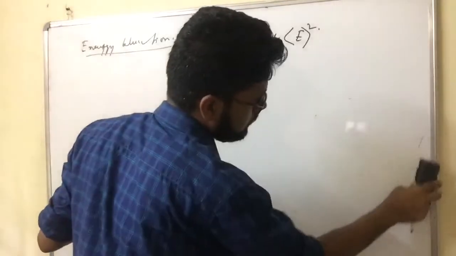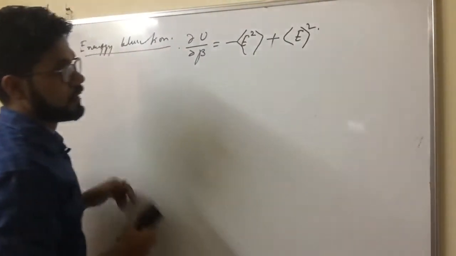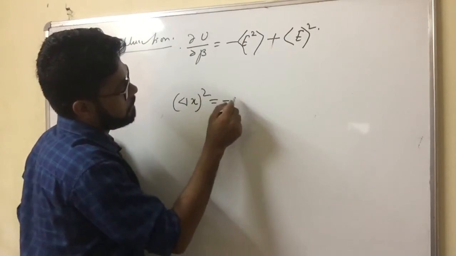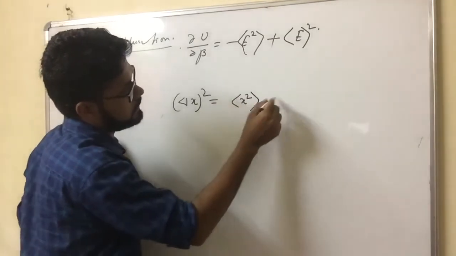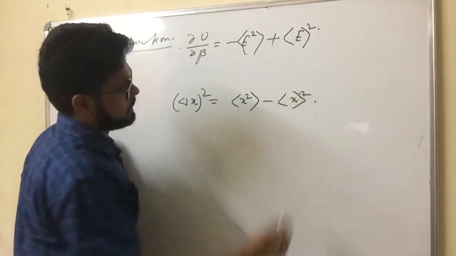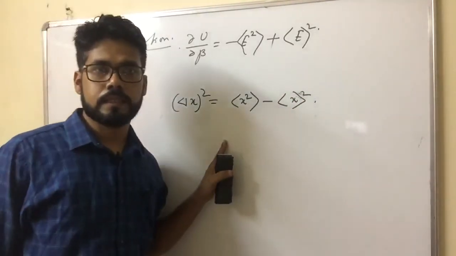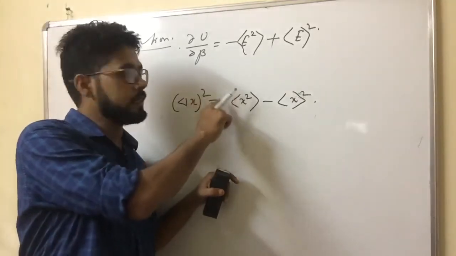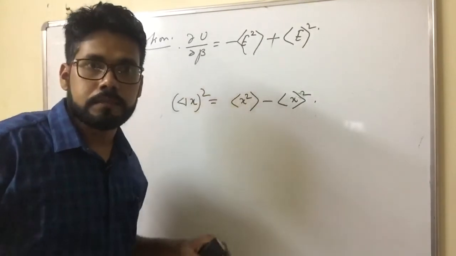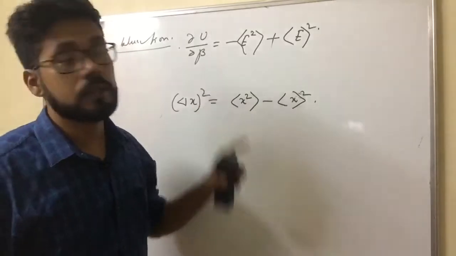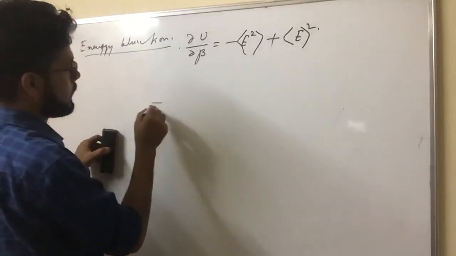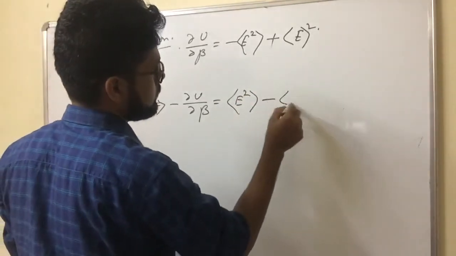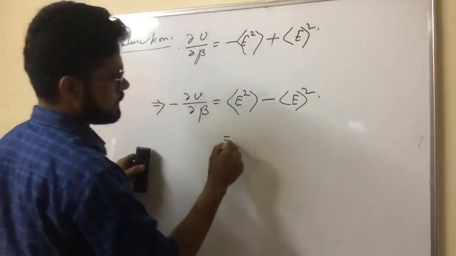This question comes in a GATE exam as well as NET exam. That's why I have shown you the derivation. Now, can you remember this formula? Del x square equals x square minus x mean square. This is known as the variance. And if you take the square root, it will be the standard deviation, or called RMS value; here it will be the RMS fluctuation. So I can write minus del U by del beta equals E square minus E square, this is del E square.